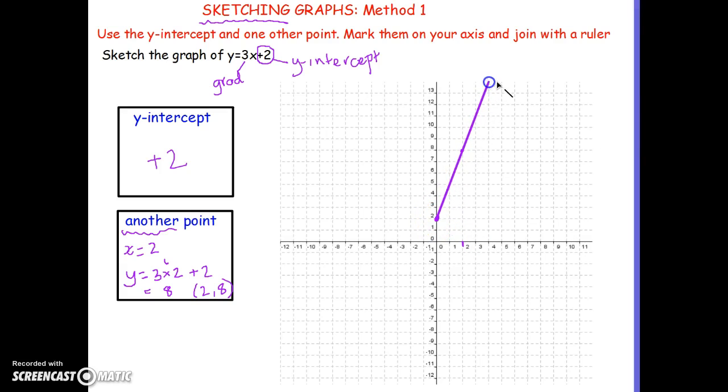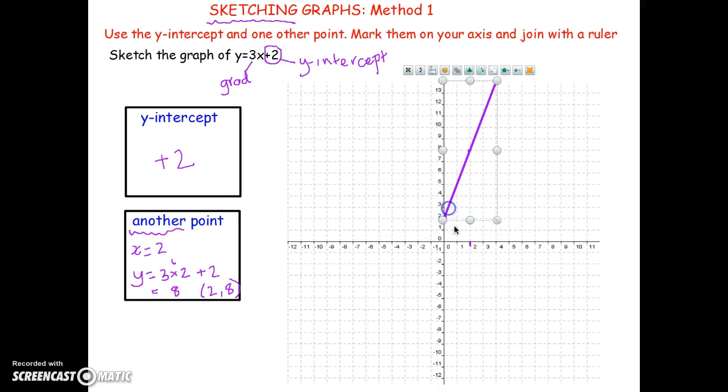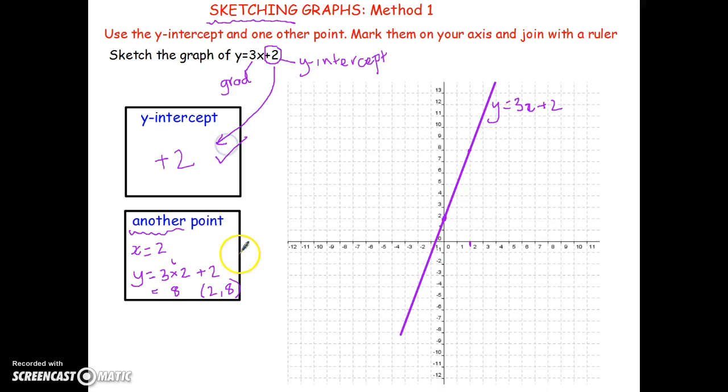And just extend it as far as you can. Don't just stop at the limitations of the numbers you've chosen. Okay, there's my line. This is the line y equals 3x plus 2. Much quicker than drawing up your table of values each time. So all we needed was the y-intercept, which we read straight off our equation. Just randomly choose any x value you like, substitute that into your equation, get another point, join them up.